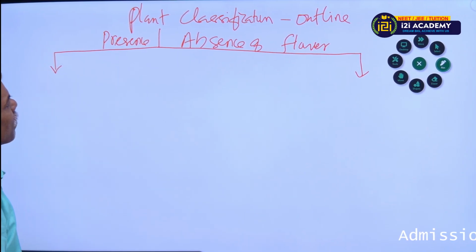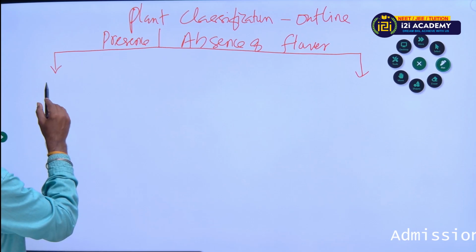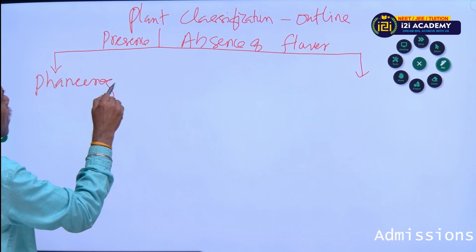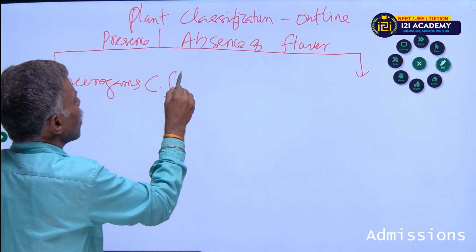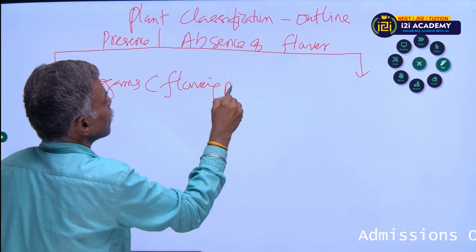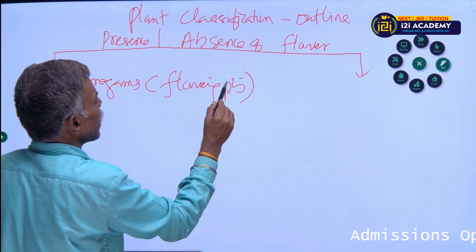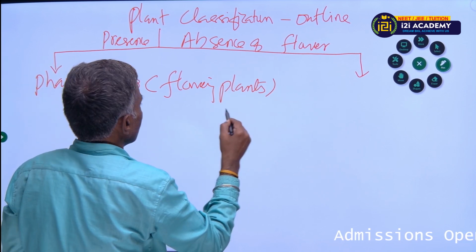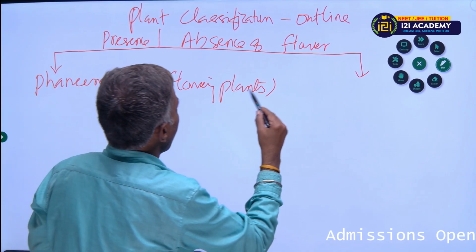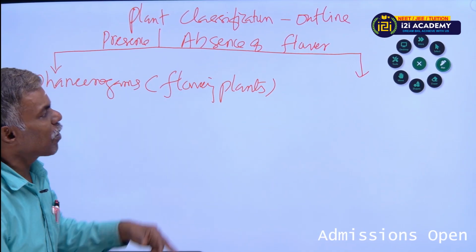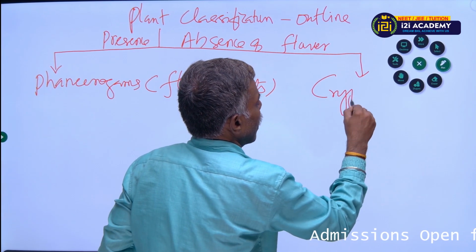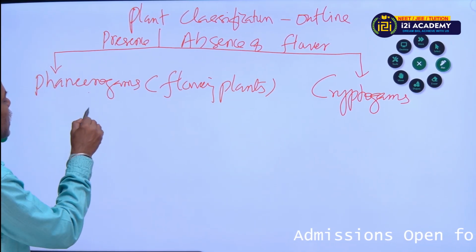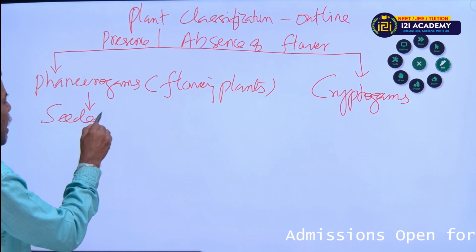A plant with flower is called flowering plants. A plant without flower, absence of flower, is called cryptogams. Flowering plants are otherwise called seeded plants.